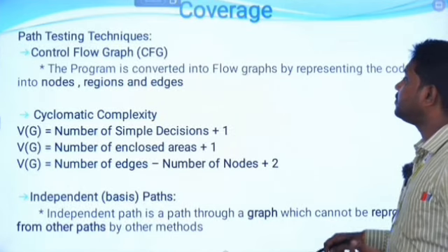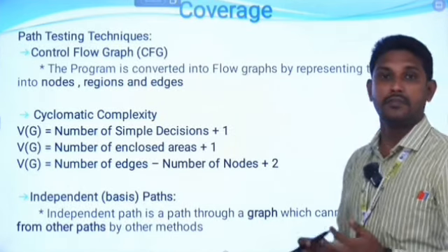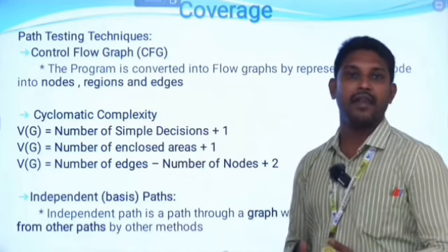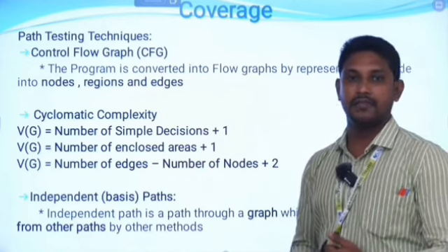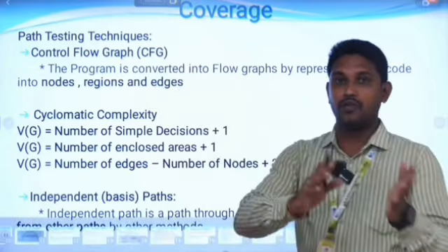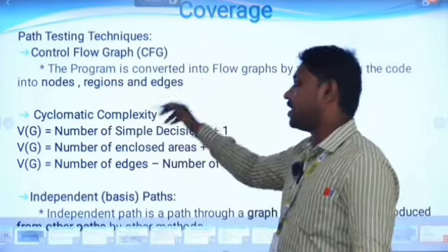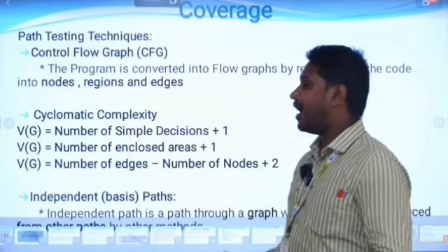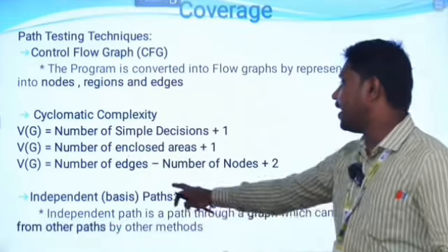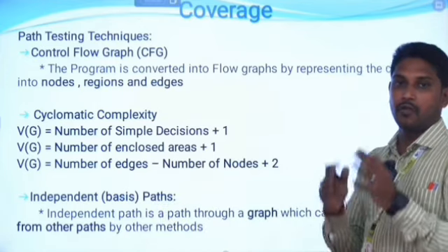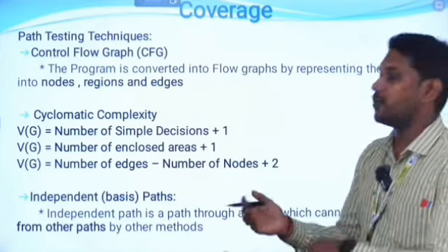And the third type is covering independent path. In covering independent path, there are three main steps. Step 1 is the control flow graph, where the source code is converted into a control flow graph. Step 2 is to find the cyclomatic complexity, and the third step is to find the independent basis paths. First we go with the control flow graph. How will the source code program be converted into a control flow graph?